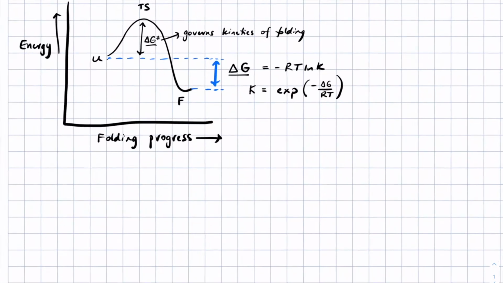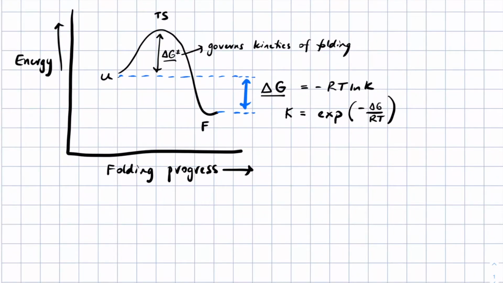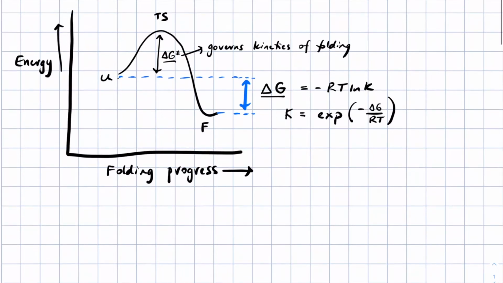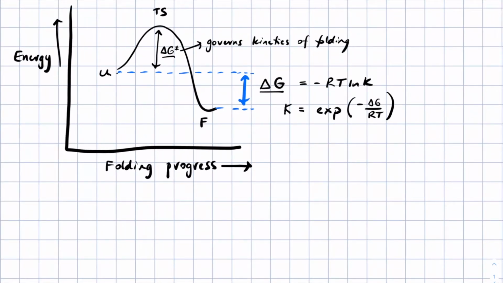where an unfolded protein proceeds through a single transition state to a folded protein. This difference in free energy between unfolded state and transition state, delta G double dagger, tells you how fast the protein will fold, whereas this difference between the free energy of the unfolded and the folded conformations tells you the stability of the folded state relative to the unfolded state, which in turn gives you the equilibrium constant.